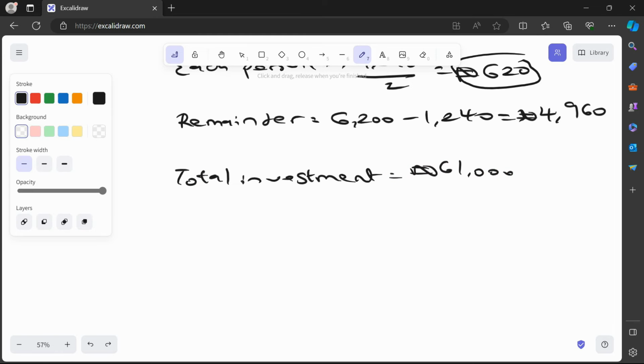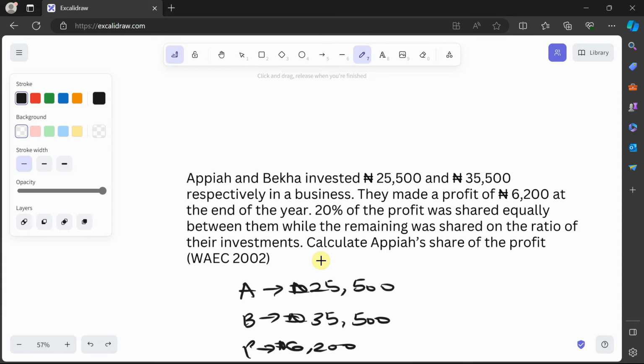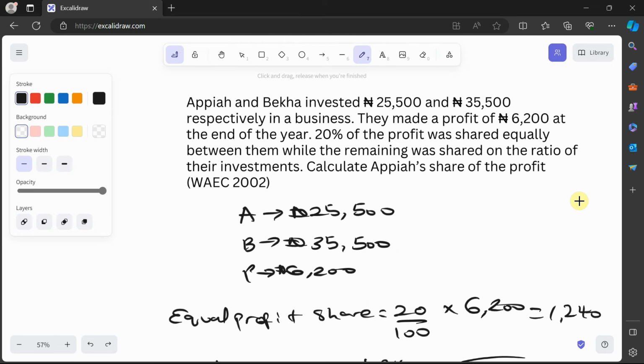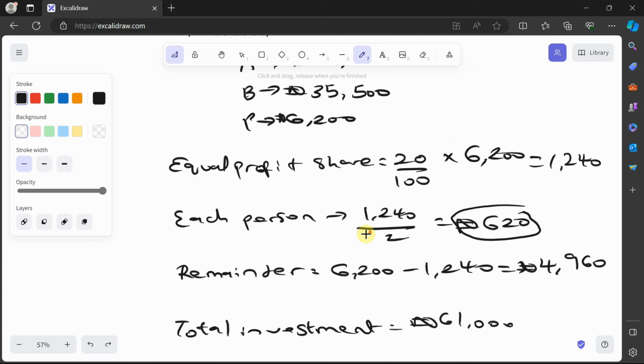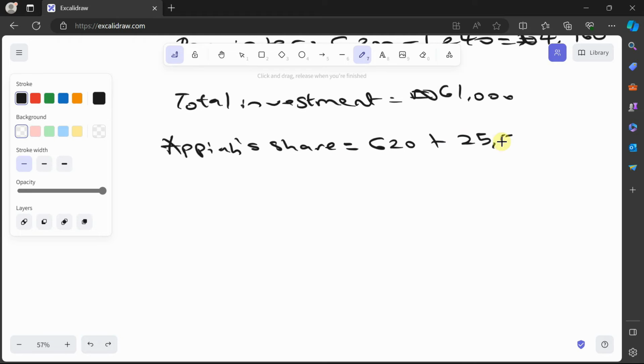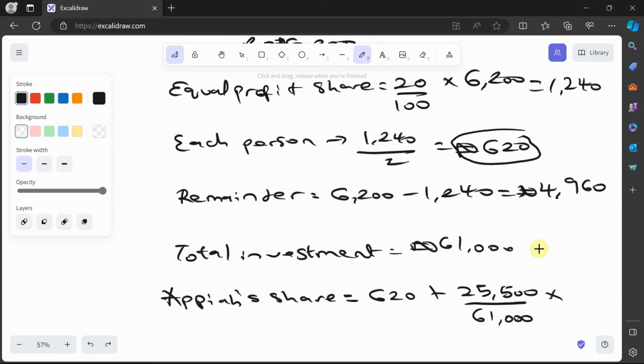That's fair. Now, if I want to find out how much is Appiah's share, they said that the remaining 4,960 naira was divided based on the ratio of what they invested. How much did Appiah invest? Appiah invested 25,500 out of this total 61,000. You agree with me that Appiah's share will be equal to this one first, because they shared that 1,240 equally. That would be 620 plus his share in this particular investment, which was 25,500 divided by what was the total investment? Total investment was 61,000. I will multiply by the remainder, which is 4,960 naira.